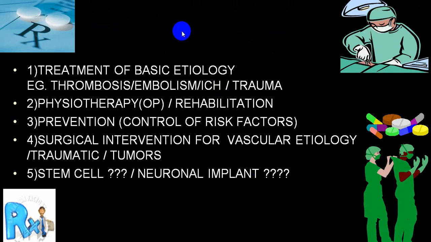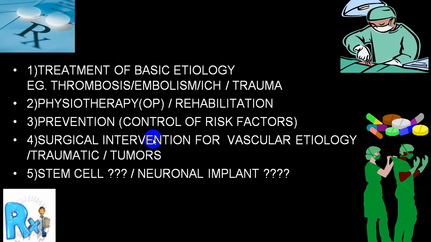Treatment part-wise, it will depend upon the basic etiology like thrombosis, embolism, hemorrhage or traumatic injury. And when the person recovers, physiotherapy, occupational therapy and speech therapy will be required. For secondary prevention, control of risk factors, rigid control of diabetes, hypertension, hyperlipidemia, as well as statins, aspirin, etc. And sometimes a person may require even anticoagulants, particularly in case of embolic phenomena.